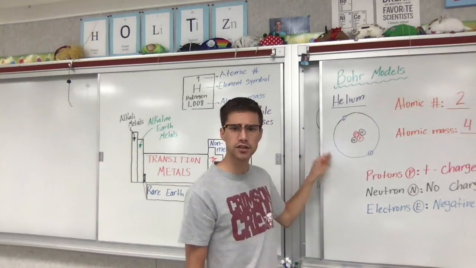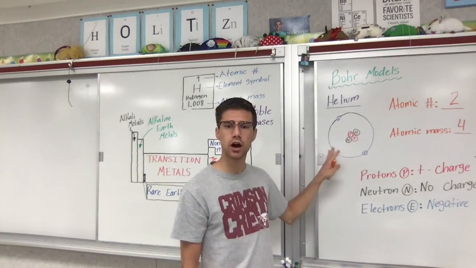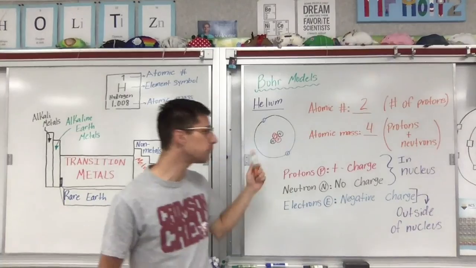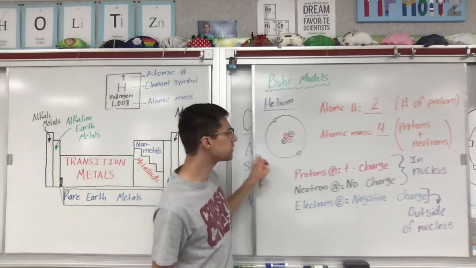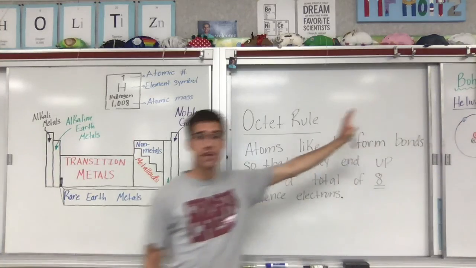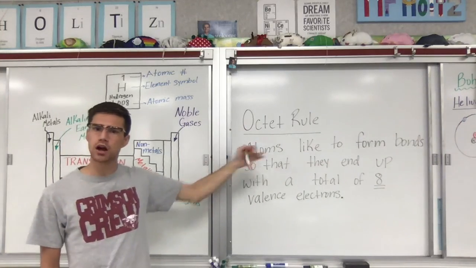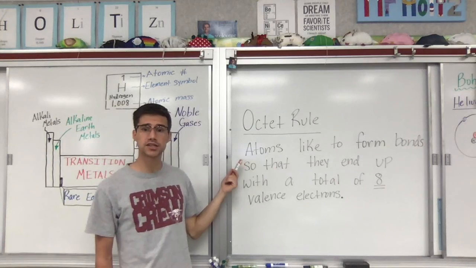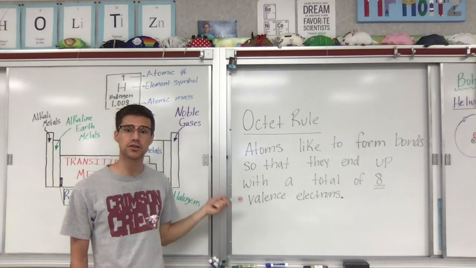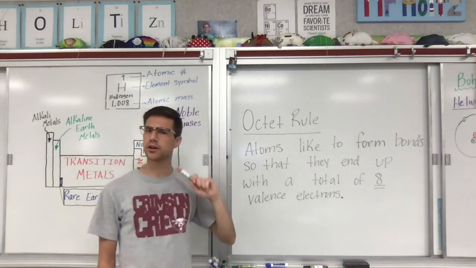So let's go back to the Bohr model a little bit. And there's one concept with the Bohr model I want to make sure we cover. And that is hopefully something you've already heard of, but that is called the Octet Rule. Now, what is the Octet Rule? Well, the Octet Rule states that atoms like to form bonds so that they end up with a total of 8 valence electrons. Well, what's a valence electron?